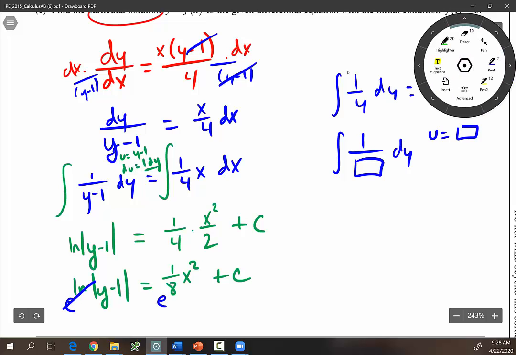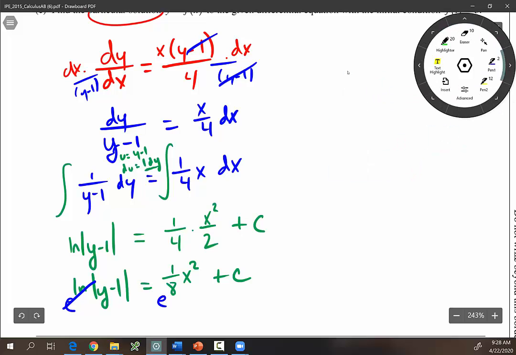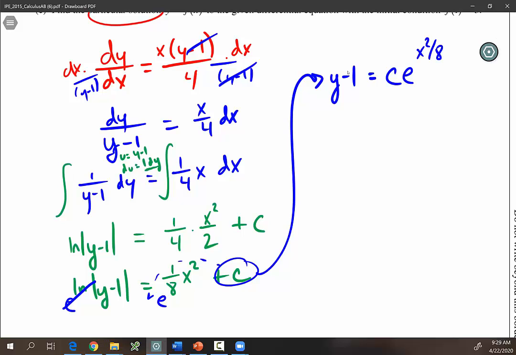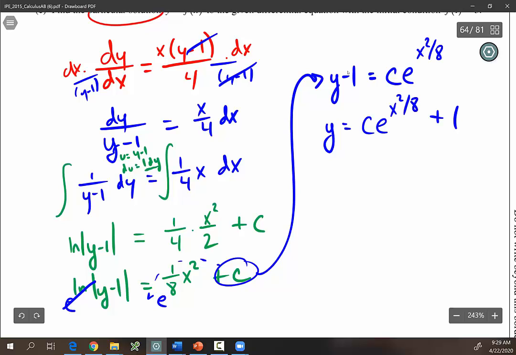I'm going to move this up here. So that gives us y minus 1 equals, and with this e, remember we take the c and we move it to the front. C e to the x squared over 8, or 1/8 x squared, if we want to write it that way, is fine. And then we'll add the 1 over. So y equals c e to the x squared over 8 plus 1, and we're almost done.